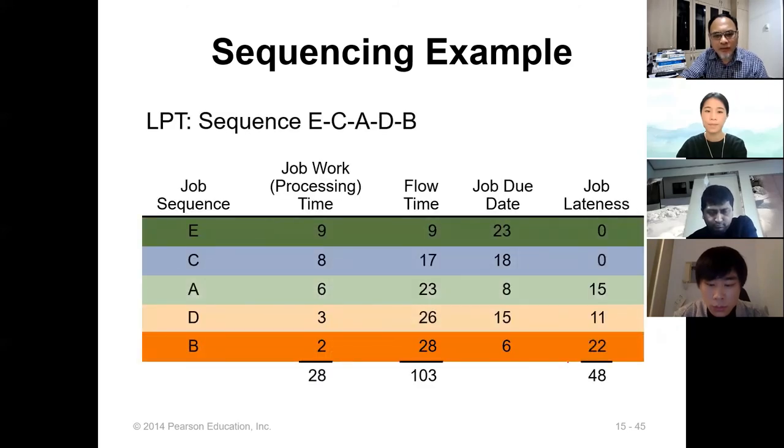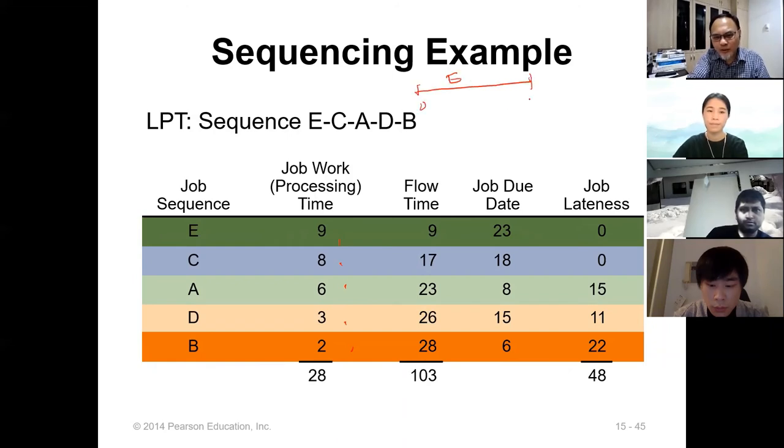Longest processing time. So you want the longer one first, which is 9, 8, 6, 3, 2. Understand? This is based on the one which is longer. You do it first. You sequence it first, right? So that will result in what do you call? This is the flow time. Okay, so you start with E.